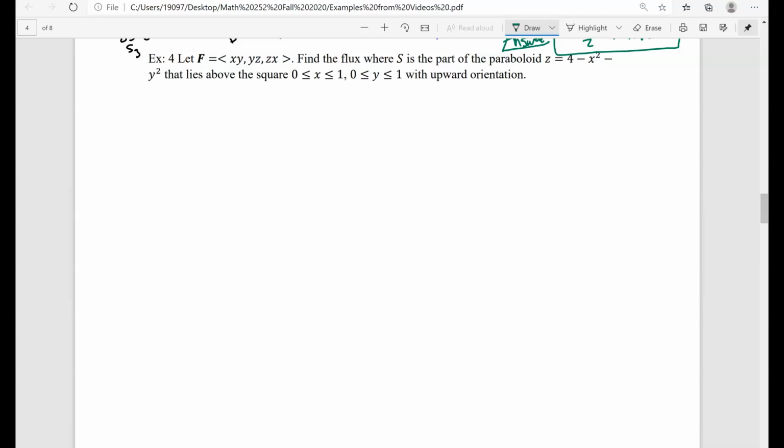In this video, we have this force field and we want to find the flux where S is the part of the paraboloid, z equals 4 minus x squared minus y squared, that lies above the square, x is between 0 and 1, and y is between 0 and 1, with upward orientation. Okay, so now we're going into all these vector fields and finding the flux of these particular surfaces. So let's start off by graphing this guy.